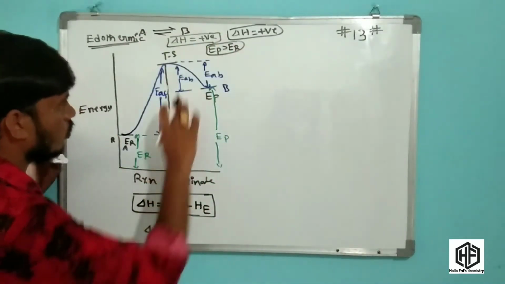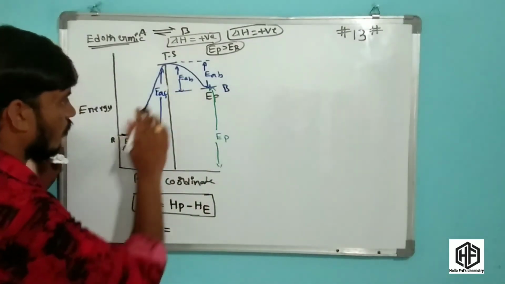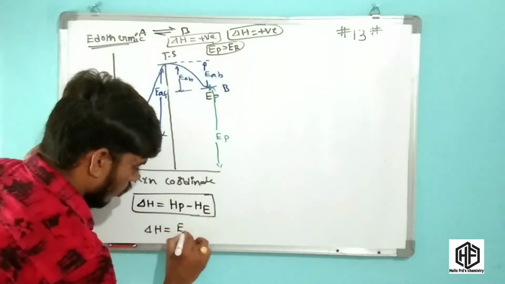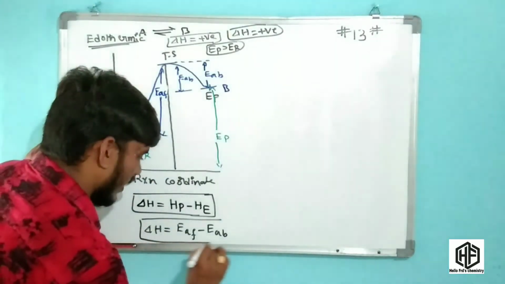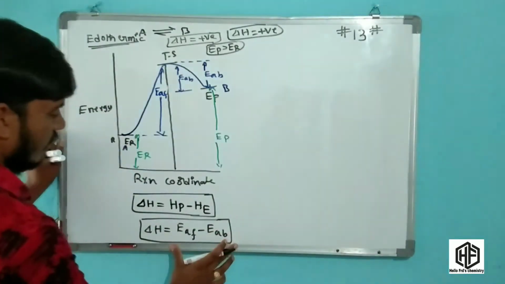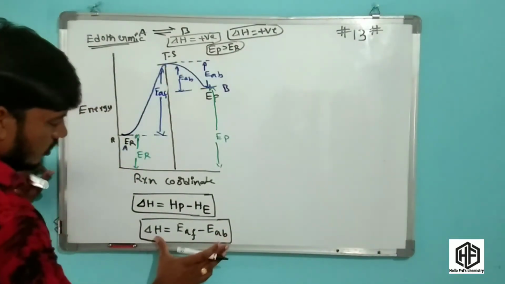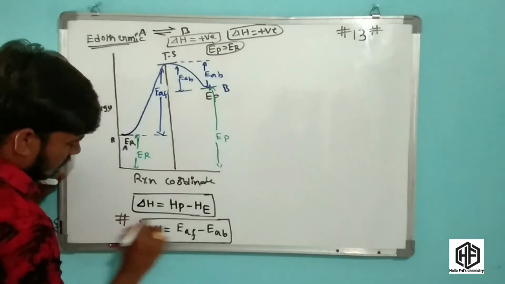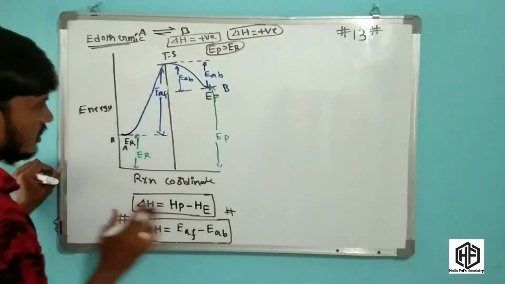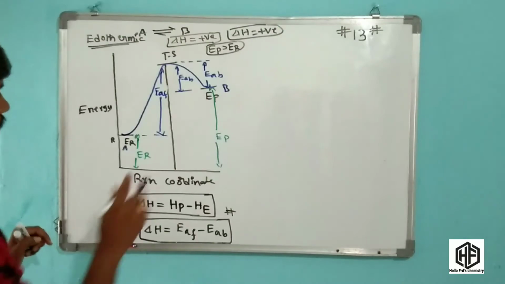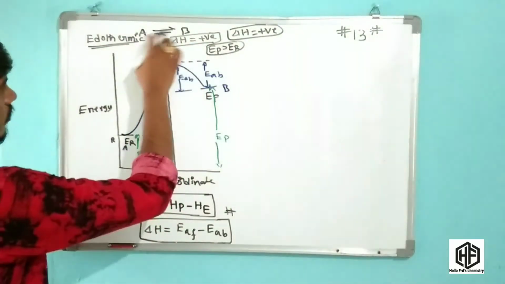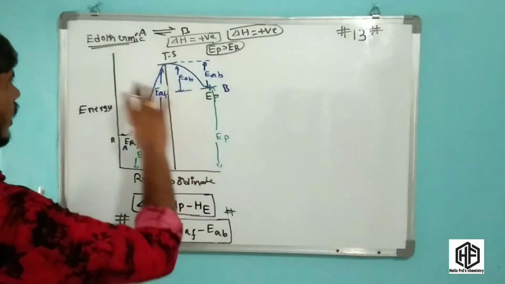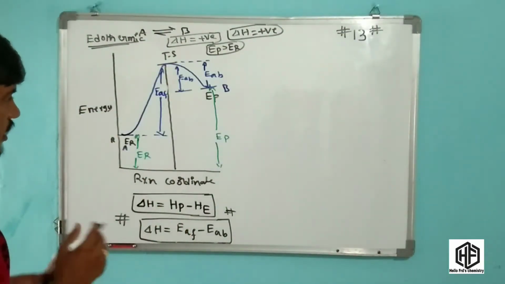Delta H is equal to the activation energy of forward minus the activation energy of backward. This is the formula of delta H in terms of activation energy. This is very important. Okay friends, this is the graph representation of the endothermic reaction in a reversible reaction. It means a reversible type of reaction. This is the endothermic reaction graph representation like this.